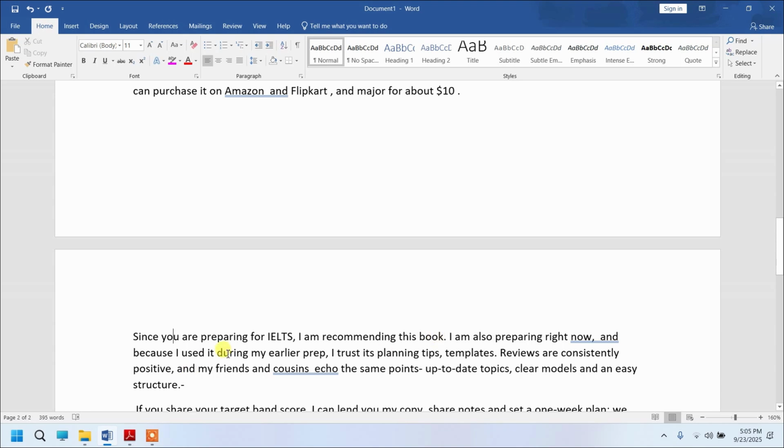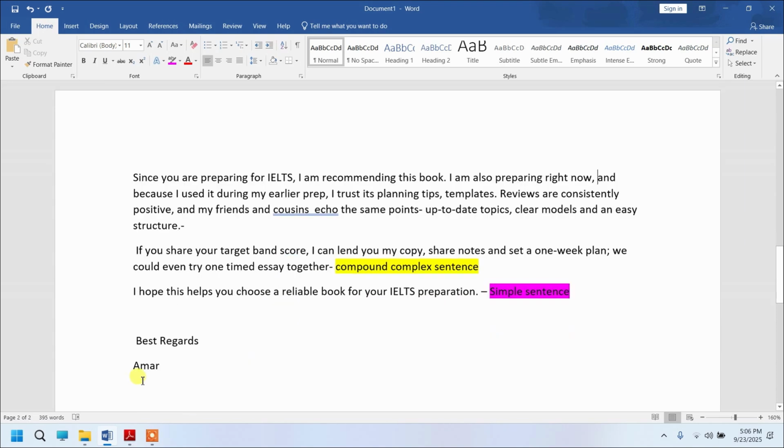Well, it is already compound complex because I have "because" here, and "if you want" also. I can do one more thing here. I can put a comma and join even these two sentences. But I don't want to do that. Why? Because my next sentence is already compound complex. So there is no point. This is complex now. Why? We have a dependent clause and an independent clause here: since you are preparing for IELTS, I am recommending this book. I am also preparing right now. And because I have used it during my earlier prep, I trust its planning tips, templates, this one, that one. So now I am safe.